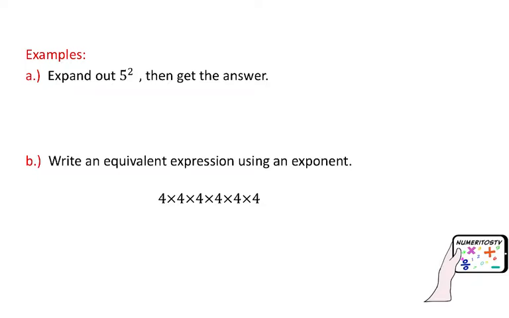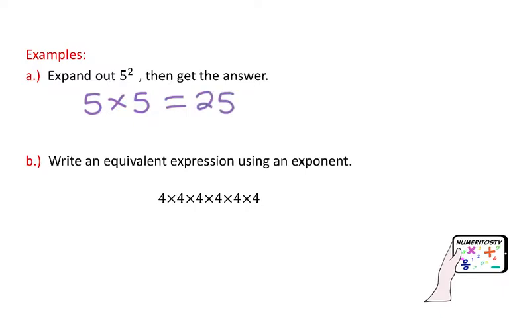So let's do some examples. Expand out 5 to the power of 2, then get the answer. So if we want to expand this expression, 5 to the power of 2 means 5 multiplied 2 times, so 5 times 5, and then we get the answer. 5 times 5 is 25.